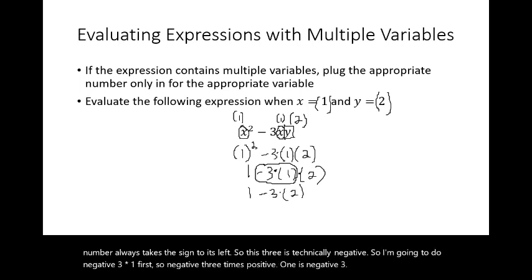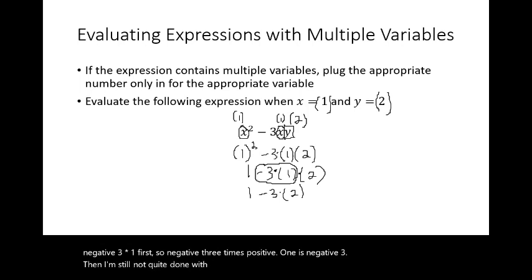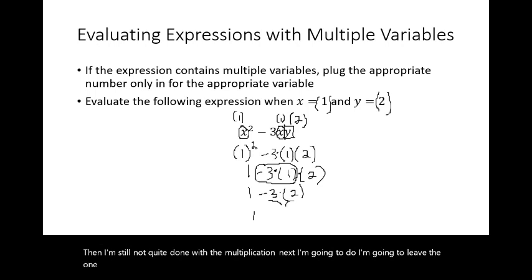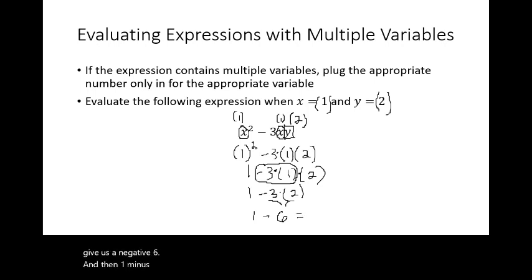Then I'm still not quite done with the multiplication. Next, I'm going to leave the 1 alone. Next, I'm going to do -3 times 2. So -3 times a +2 is going to give us -6. And then 1 minus 6, or 1 plus -6, whichever, is going to give us a final answer of -5.